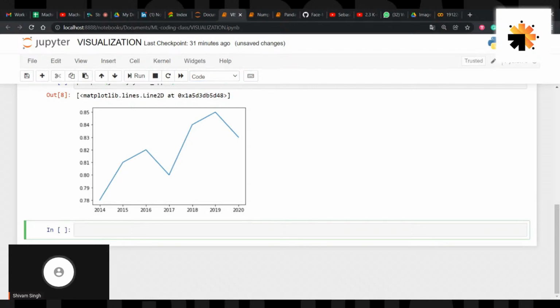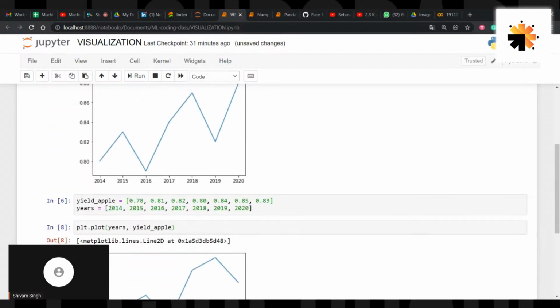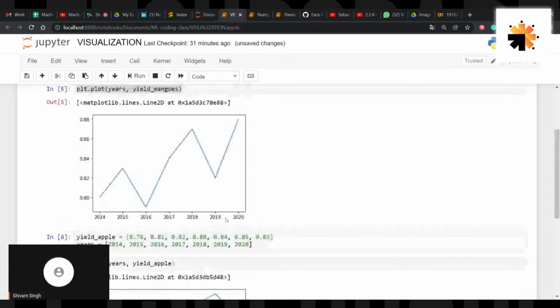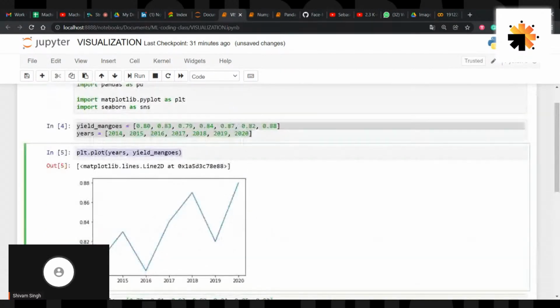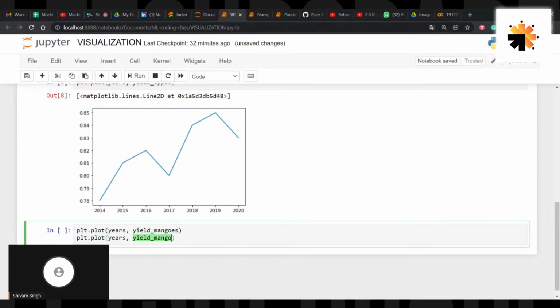Now let's try to plot both the graphs together. How can I plot both the graphs together? Let's take at least one, so let's take this for mango. I want to plot mangoes over here. Even I want to plot apple, so I just need to change the apple. Now you can make some changes so that everyone is able to understand.